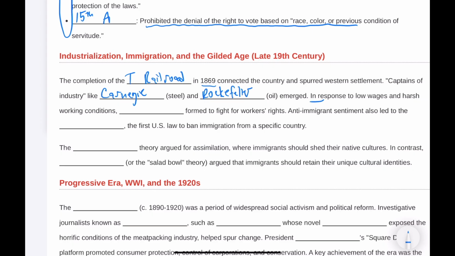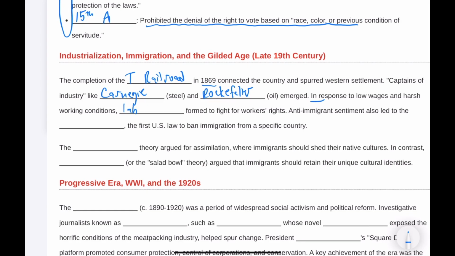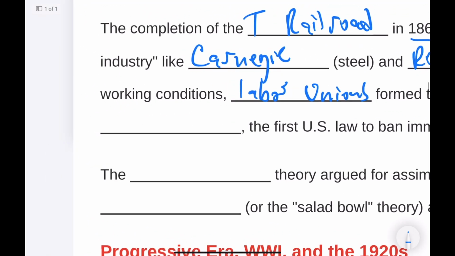So in response to low wages and harsh working conditions, blank formed the Fight for Workers' Rights. That was the labor union, or labor unions, plural. All right, here we go. Anti-immigration sentiment also led to the blank, which was the first U.S. law to ban immigration from a specific country, which was the Chinese Exclusion Act.